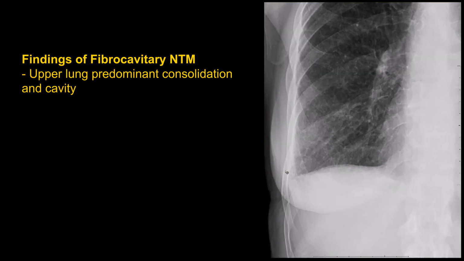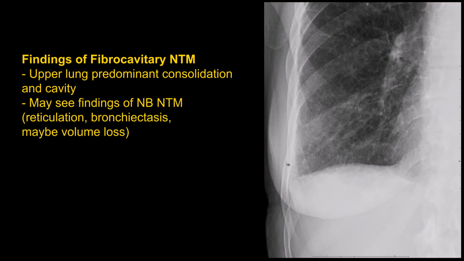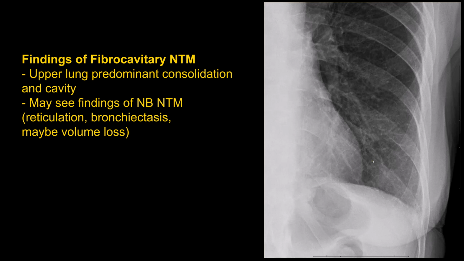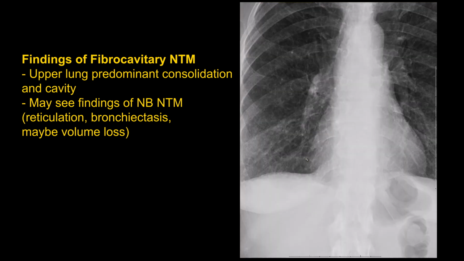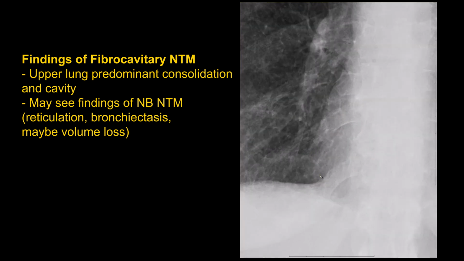Now, when we go down to the bases, you can see there's a little bit of hazy airspace disease and reticulation down here on the right, as well as the left. We also have a little bit of obscuration of the right heart border here.